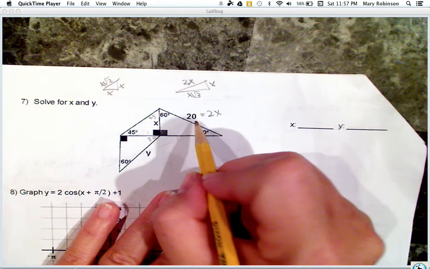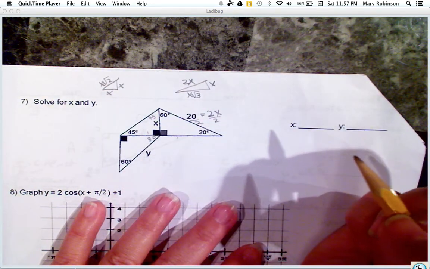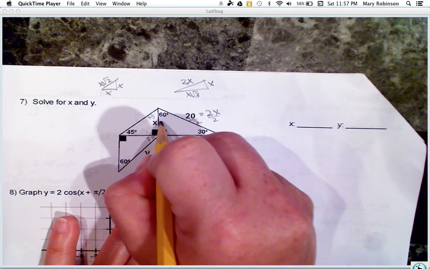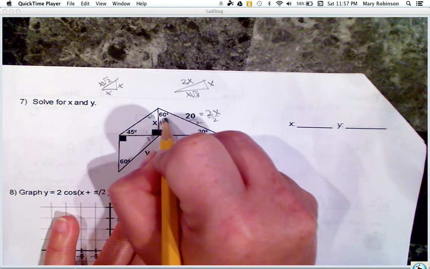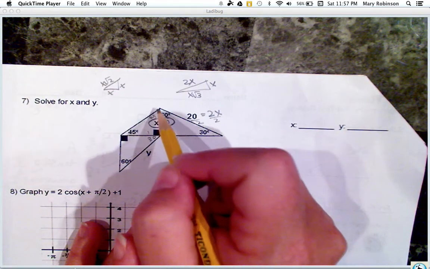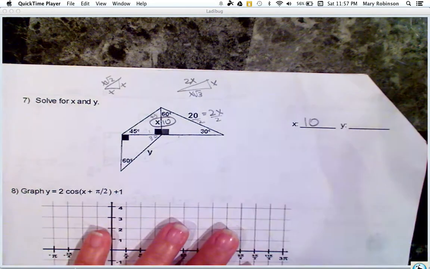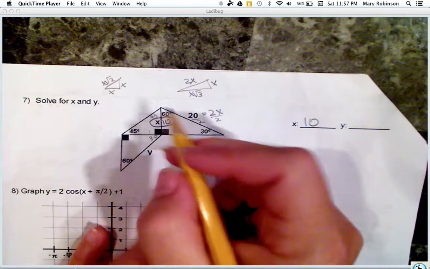So if this is twice the short leg and we solve that, that tells us that x has a value of 10, or this side here, which is going to be the x value because this 30, 60, 90 triangle and this 45, 45, 90 triangle share a common side. So we know that our x value is 10.